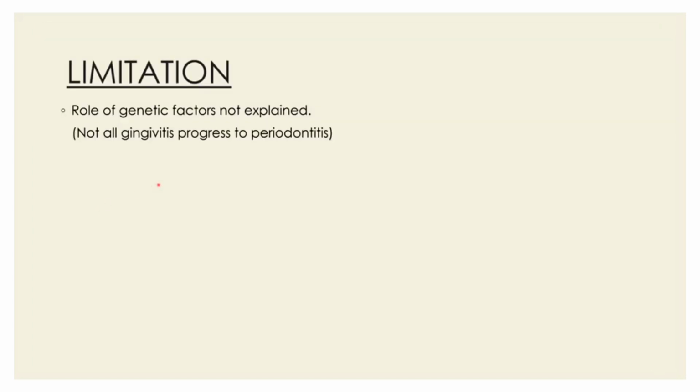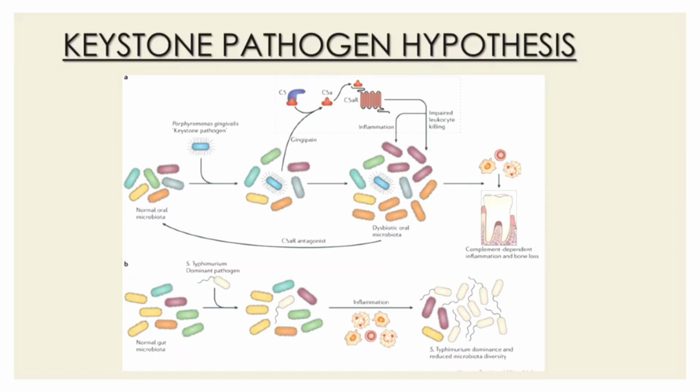Let's see the limitation. Like other hypotheses, it does not address the role of host genetic factors that contribute to the composition of plaque and to susceptibility to periodontitis. As gingivitis doesn't lead to periodontitis in every case, genetic factors can be responsible in addition to environmental factors. So, this ecological plaque hypothesis gave an additional factor like environment or ecological change, but didn't mention the genetic changes. Let's see another important hypothesis, the keystone pathogen hypothesis.